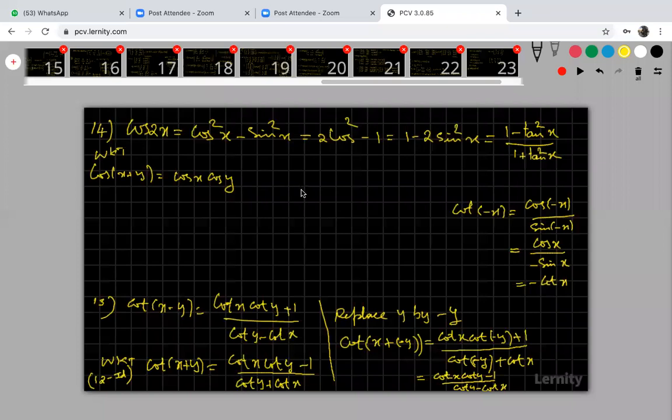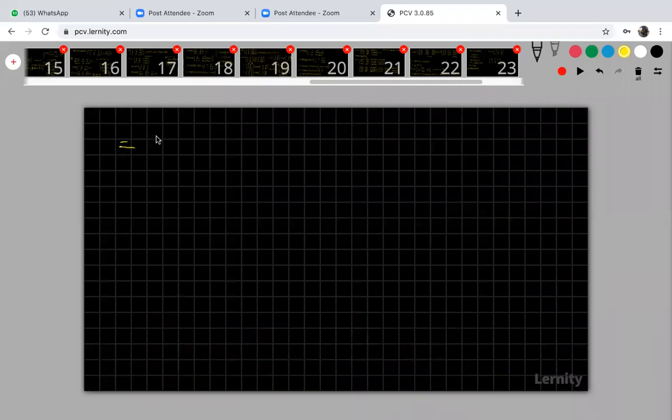How minus 1 changed to plus 1? Where? Look at that. So here you just apply that. What is your cot of minus y? Your cot of minus y is minus cot y. Apply that. This is a very simple proof. This is minus cot y, this plus 1. Here minus cot y plus cot x.